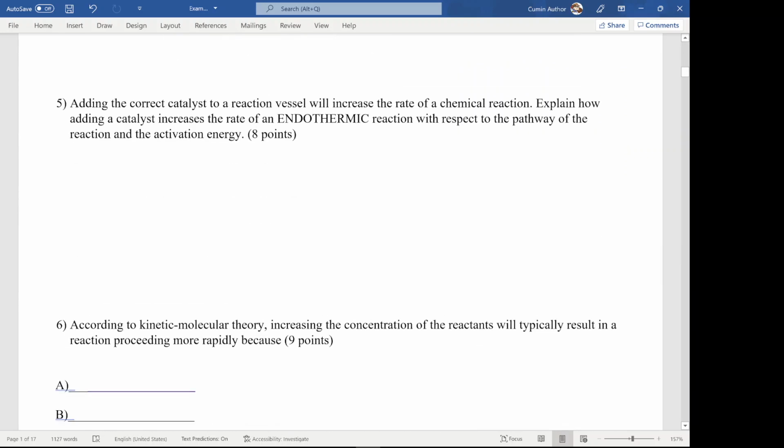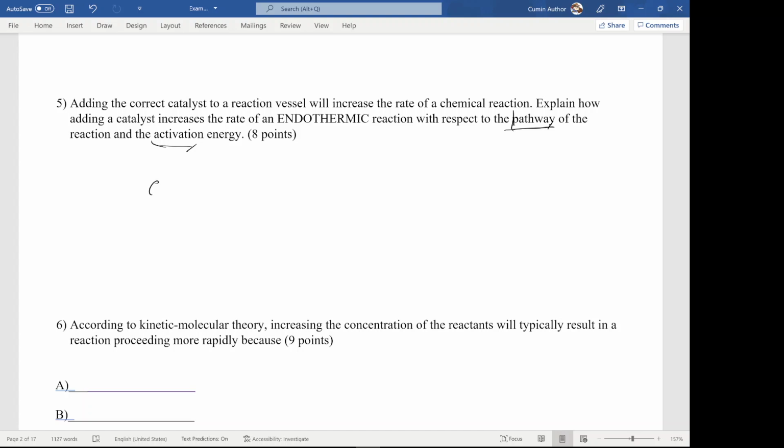Then we have here number 5, adding the correct catalyst to a reaction vessel will increase the rate of the chemical reaction. Explain how adding a catalyst will increase the rate of an endothermic reaction in respect to the pathway of the reaction and the activation energy. So these are the two things that you need to talk about. And so the fact that it's endothermic is actually kind of a red herring here, because whether it was an endothermic or an exothermic reaction, catalysts are all about increasing the speed. And the way they do that is by changing the pathway and changing the activation energy.